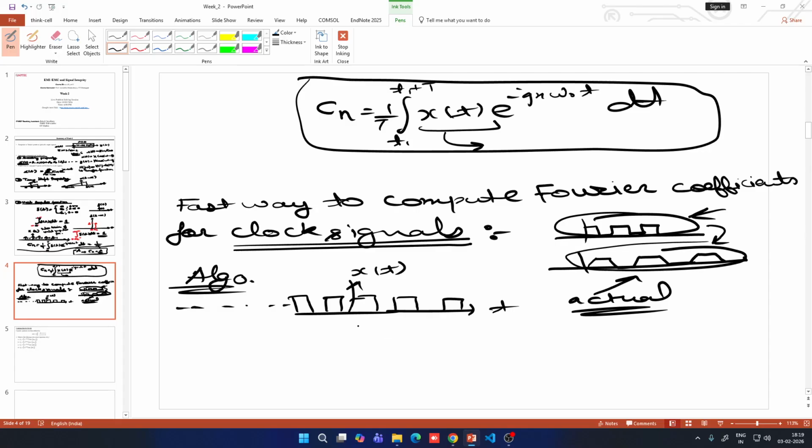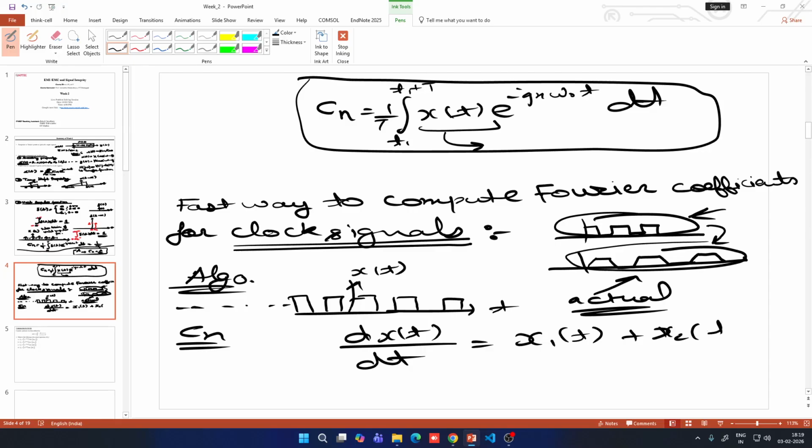So if we want to calculate its Fourier coefficient in this algorithm, we have to find this dx by dt, which will be a combination of x1 of t plus x2 of t. If we take the first order differential of this periodic pulse signal, we will get an impulse train like this. So if this is a rise time, something like this we will get.